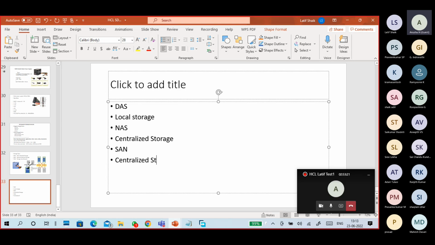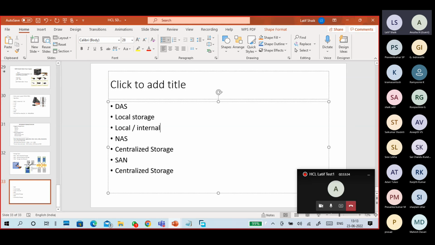And DAS is also a storage. It's like a local or internal hard disk or an SSD. Okay, so that is, so the storage is internal type. SAN and NAS are not like that. It is a centralized storage.